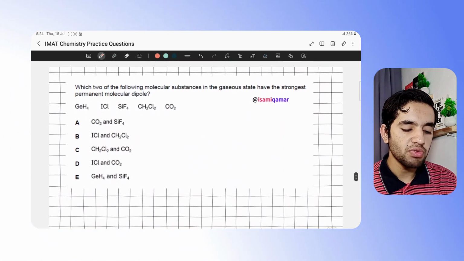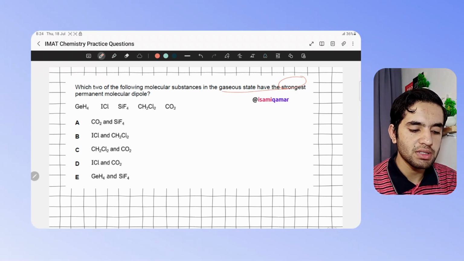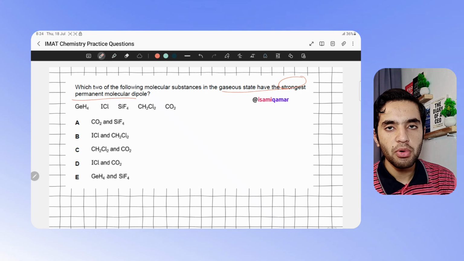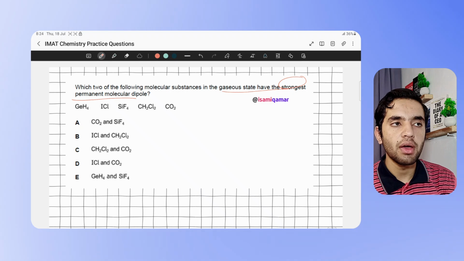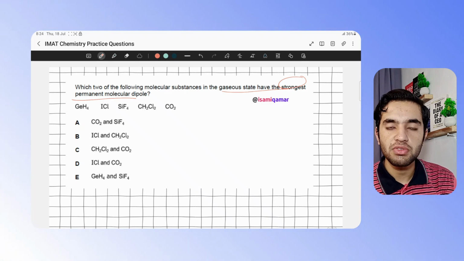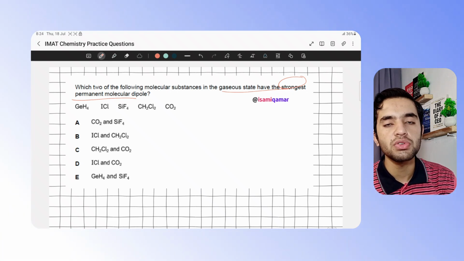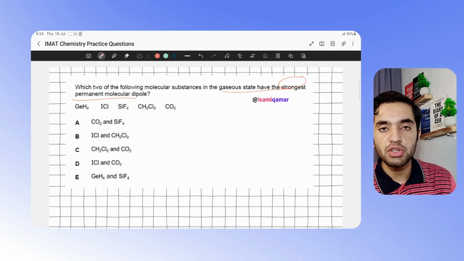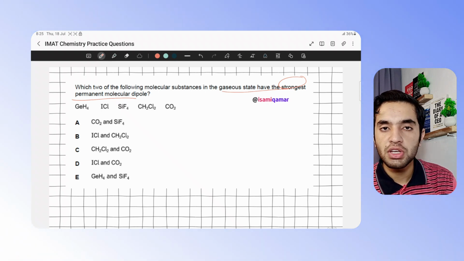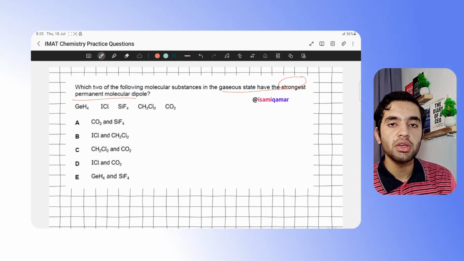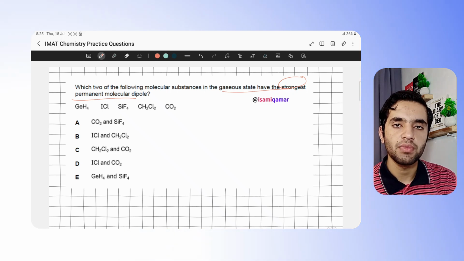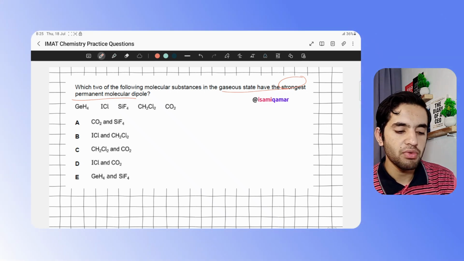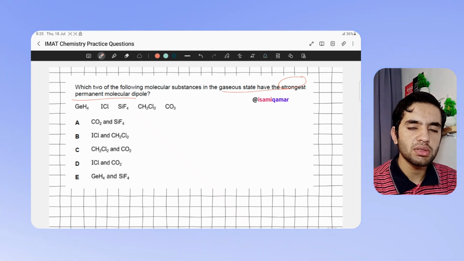Now, which of the two molecular substances in gas state has the strongest permanent molecular dipole? First of all, you should know what dipole forces are. If you don't know, then go straight to my states of matter for chemistry, and then in liquids, where intermolecular forces and intramolecular forces are all mentioned, and in which molecules you can find them, along with all the trickiest points related to polar molecules, non-polar molecules, hydrogen bonds, everything. Go there and study it, that will be super helpful. If you know it, then no need to go there.